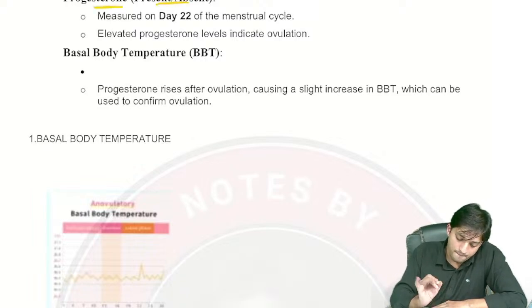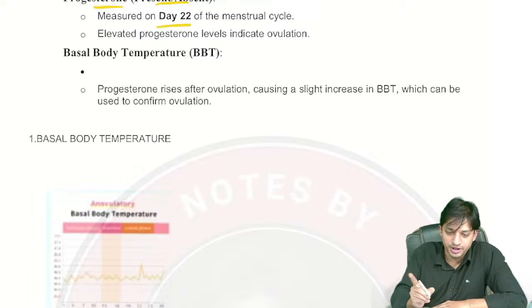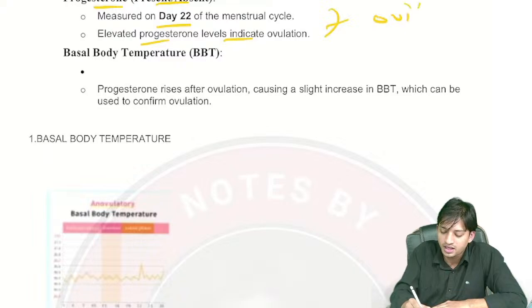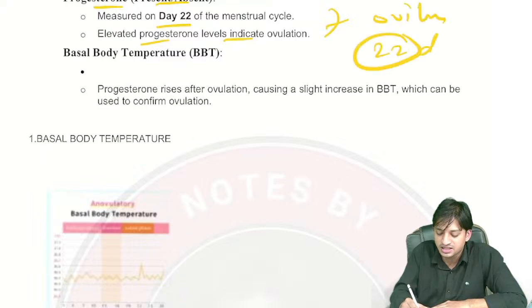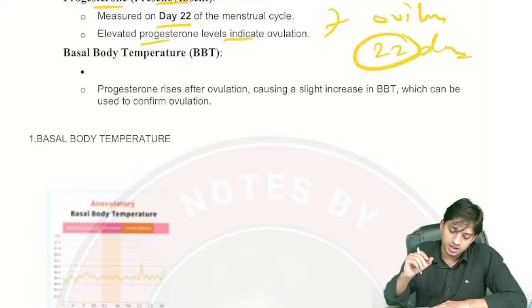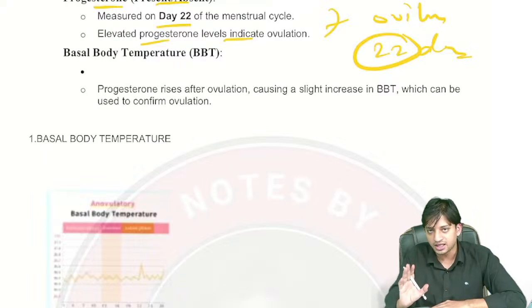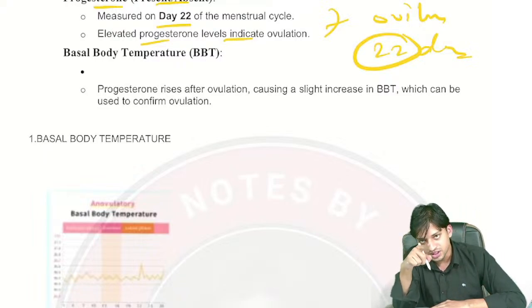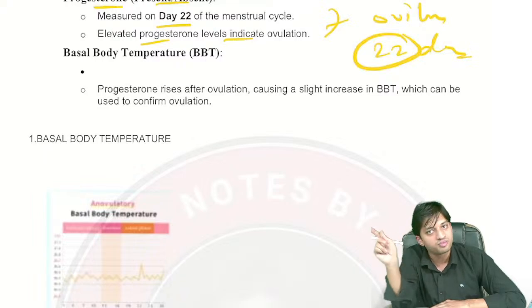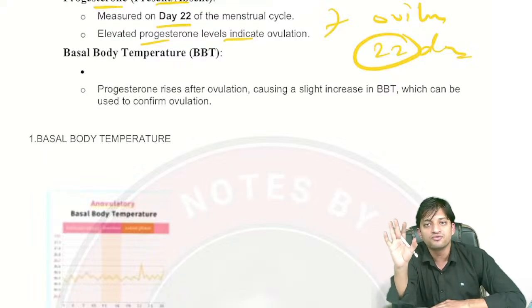Now, progesterone, I told you, measure on day 22 of the menstrual cycle. An elevated blood progesterone level will indicate ovulation. Why? The corpus luteum reaches maximum size on the 22nd day of the cycle, so it will secrete the maximum amount of progesterone. Progesterone will be at its peak. So if you measure the blood progesterone level, you can indicate that yes, ovulation has taken place.